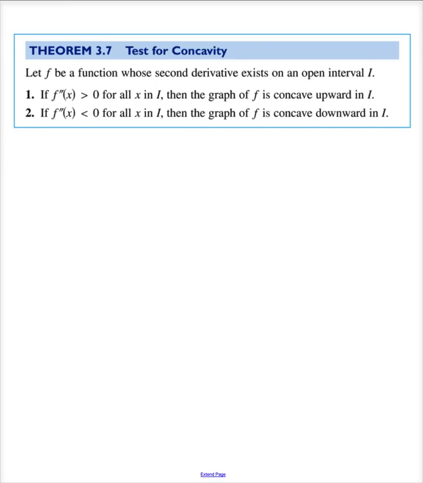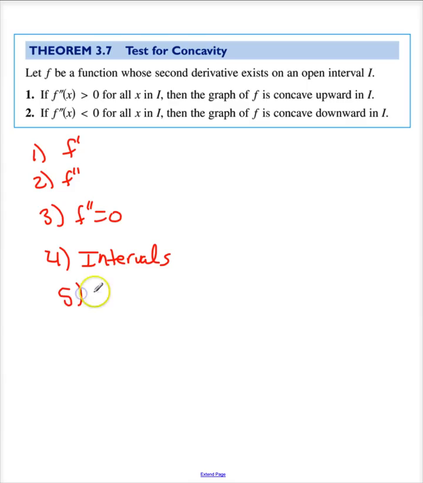Now, the test for concavity is quite straightforward. If the second derivative is positive for all x in an interval, then the function is concave up in that interval. While if the second derivative is negative, then the graph is concave down. To do these problems, you know where we're going. Take the first derivative, take the second derivative, find where the second derivative is 0, set up your intervals, and then test to see if f double prime is positive or negative.